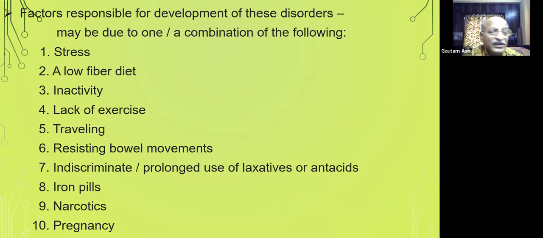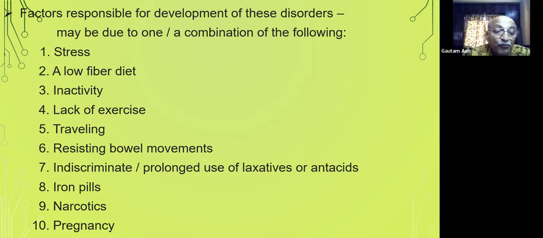During traveling, we get so many diseases related to the GI system. Vomiting, diarrhea, then constipation, sometimes pain in the abdomen, bloating, excessive accumulation of gas, then reduction of appetite. Because during traveling, our food habit changes. So these are the areas we have to think about, and why the condition and what the changes are. This is called lifestyle changes.